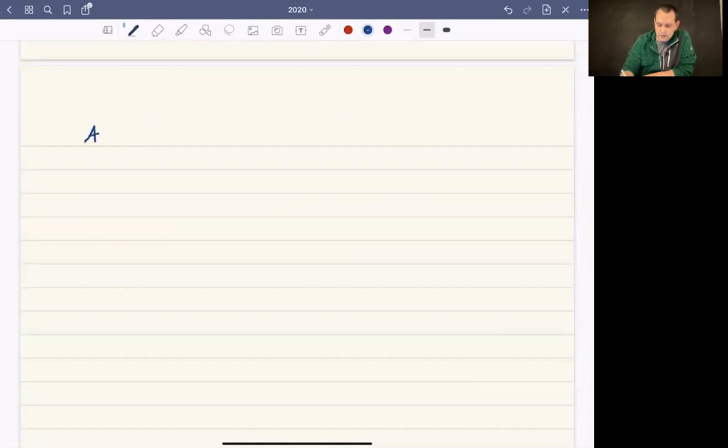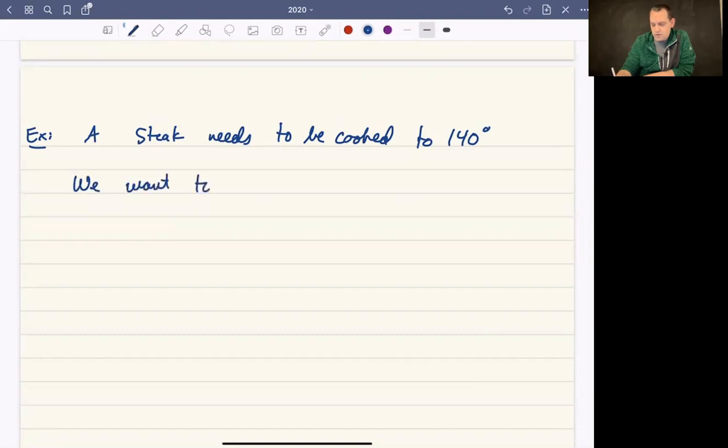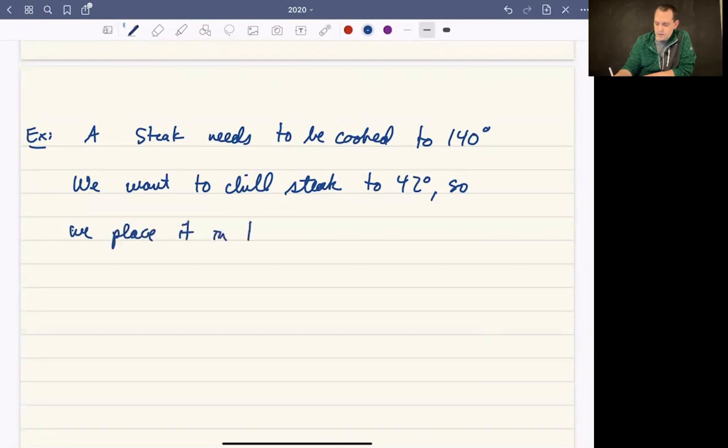Let's say that a steak needs to be cooked to an internal temperature of 140 degrees in order to be safe. And then after that, we want to chill the steak to 42 degrees. So we place it in the refrigerator, which is set to 37 degrees. And so the question is, how long do we need to keep the steak in there?